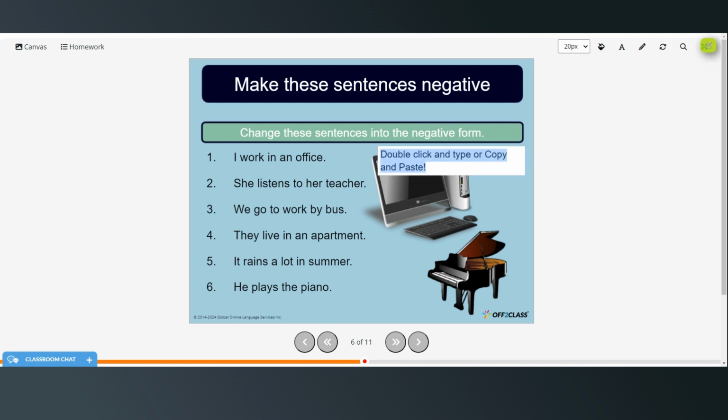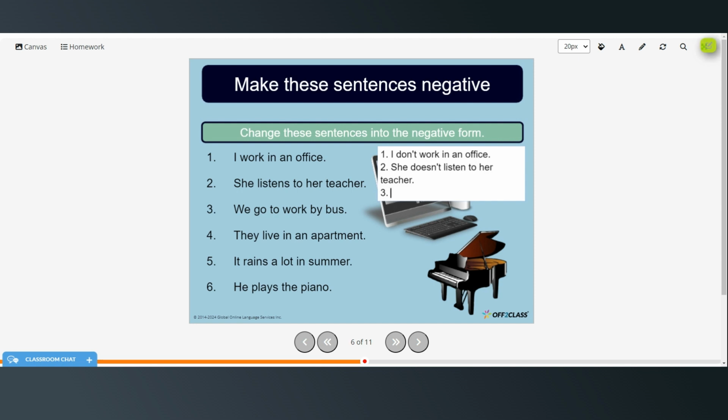All right, so if you're ready to see the answers, number one, I work in an office. The negative form of that would be I don't work in an office. Number two, she listens to her teacher. The negative form would be she doesn't listen to her teacher. So again, with she, we have to use the S form, but in the negative, it comes on the word doesn't and not on the main verb.